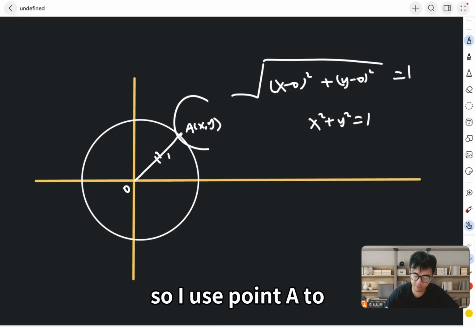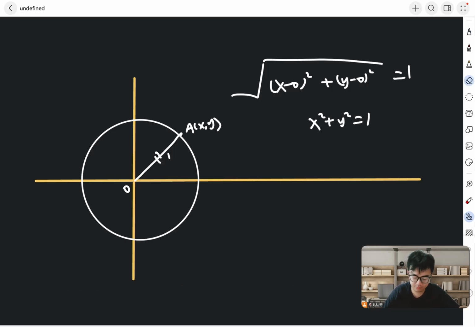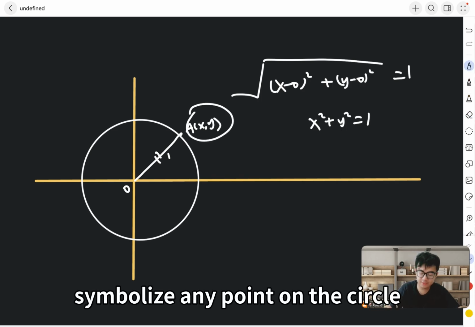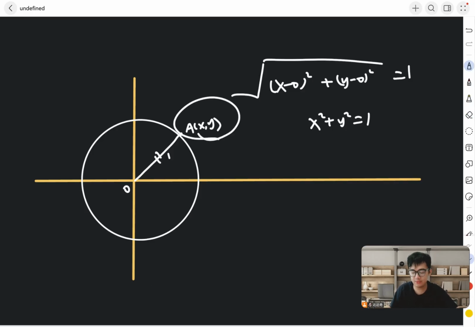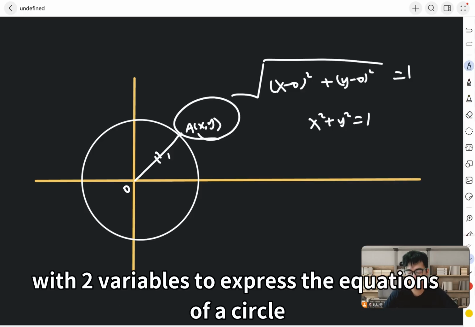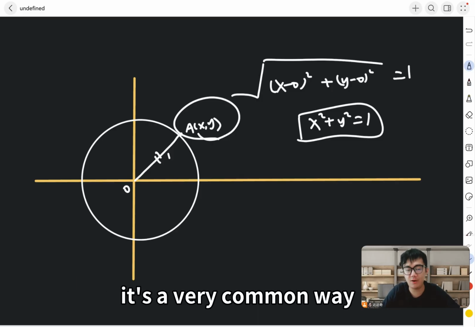So I use point A to symbolize any point on the circle. It's a really great way. I just use one point with 2 variables to express the equation of a circle. It's a very common way.